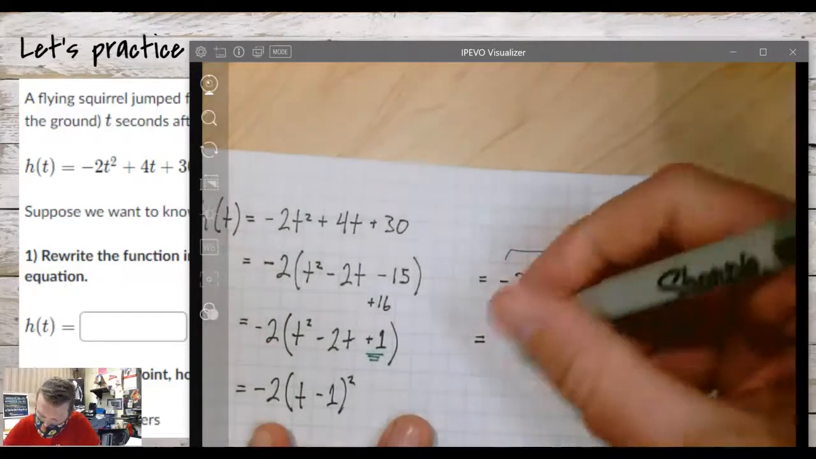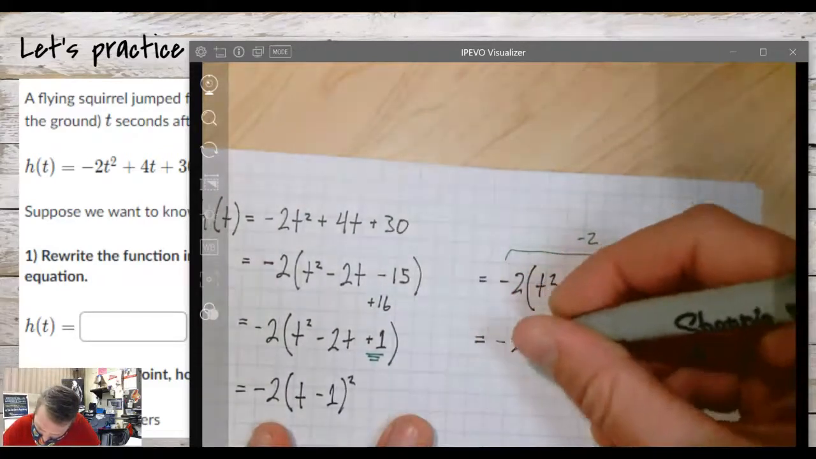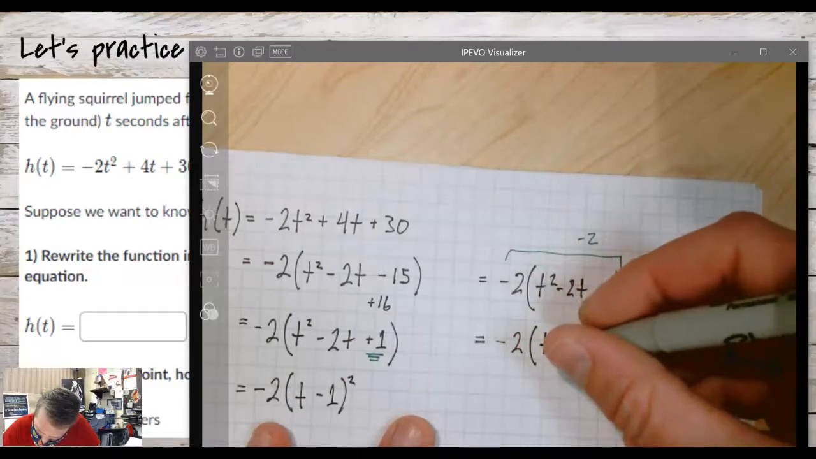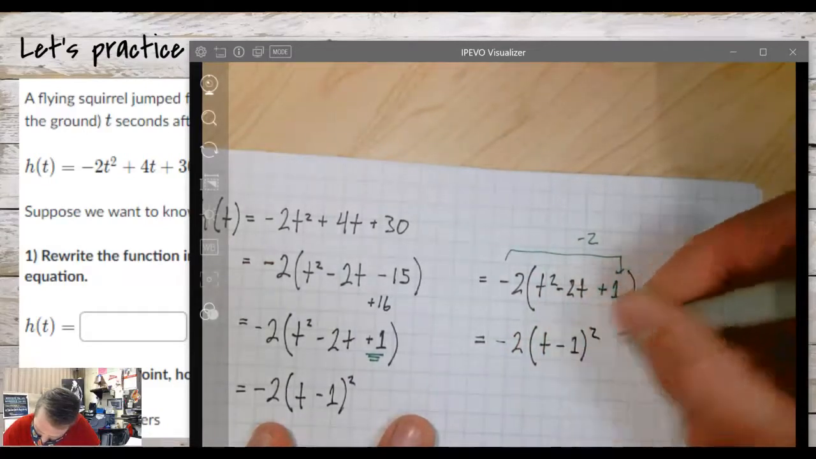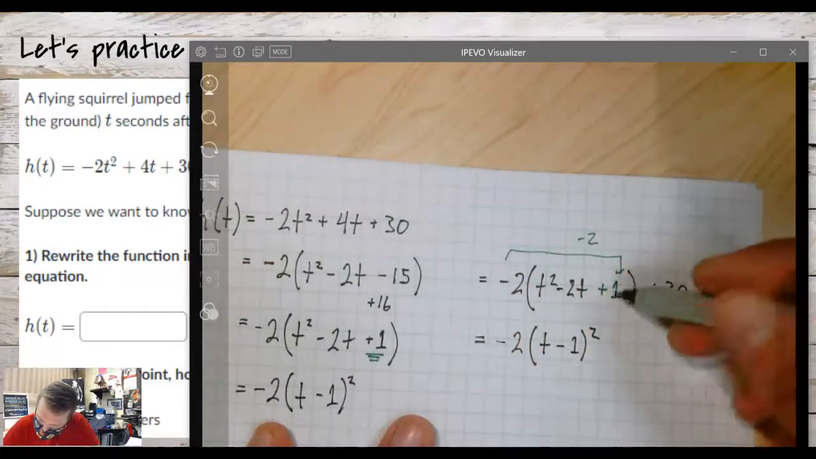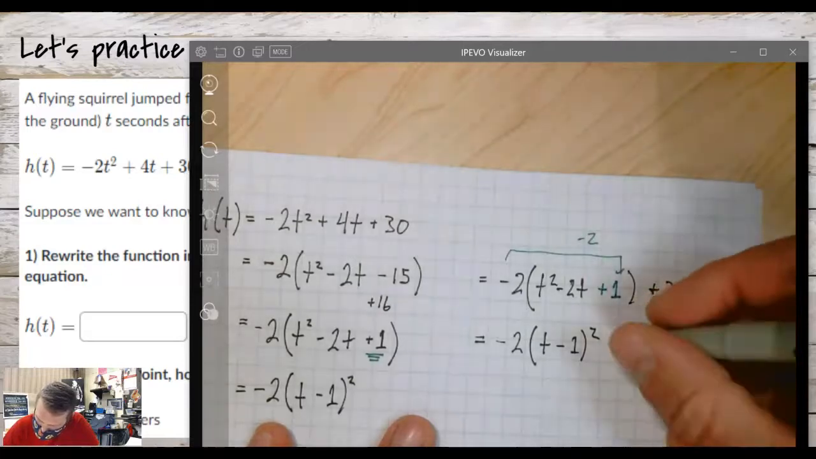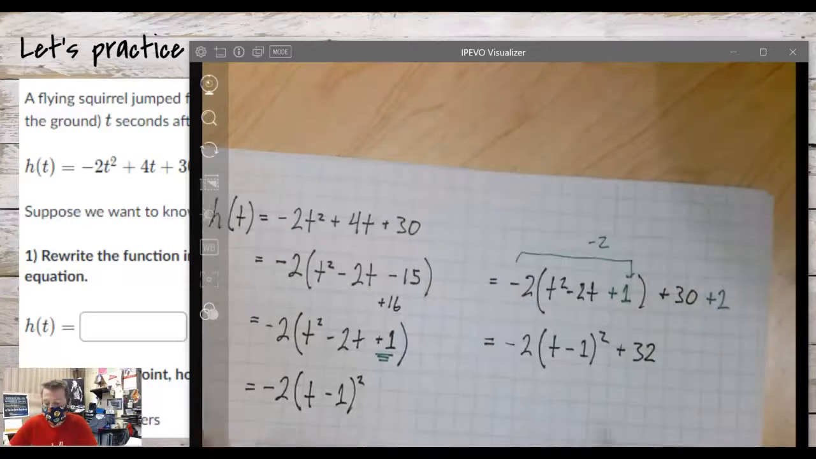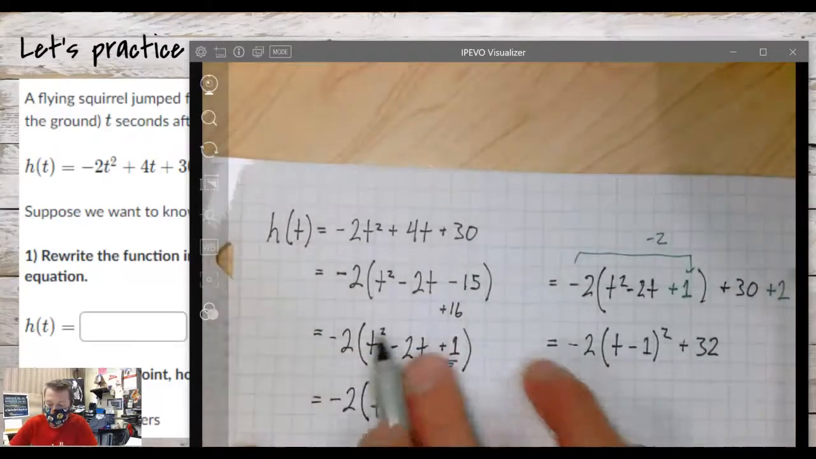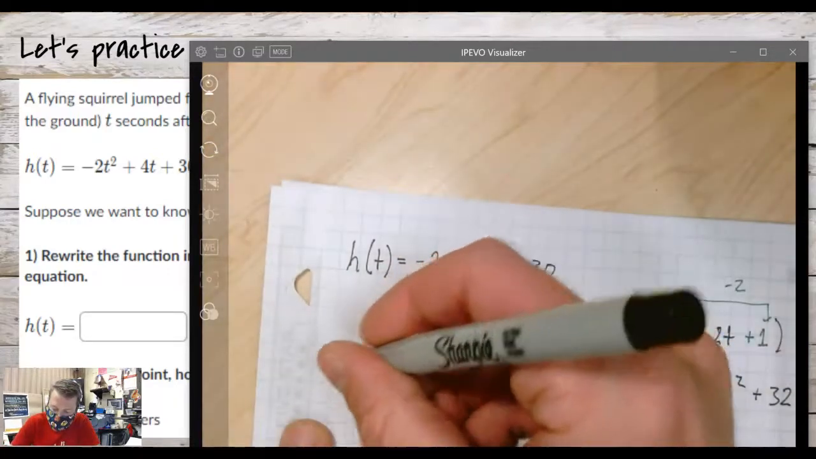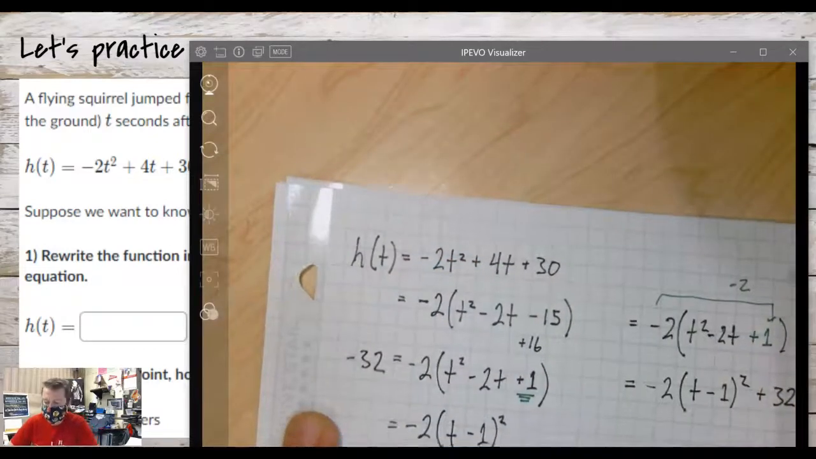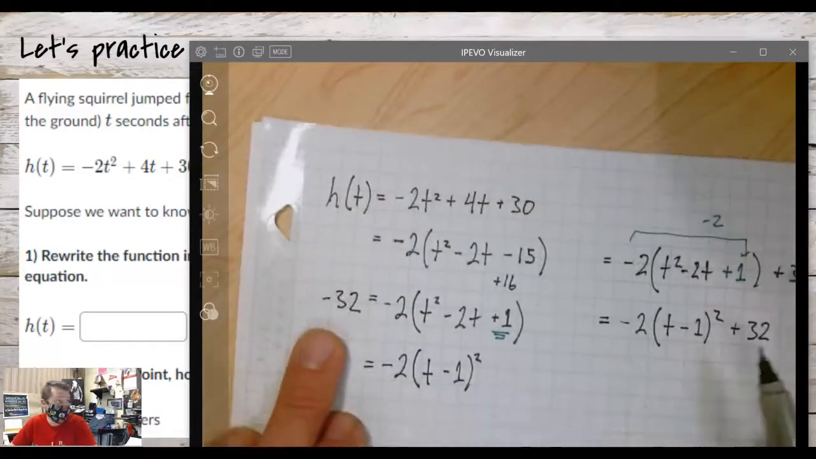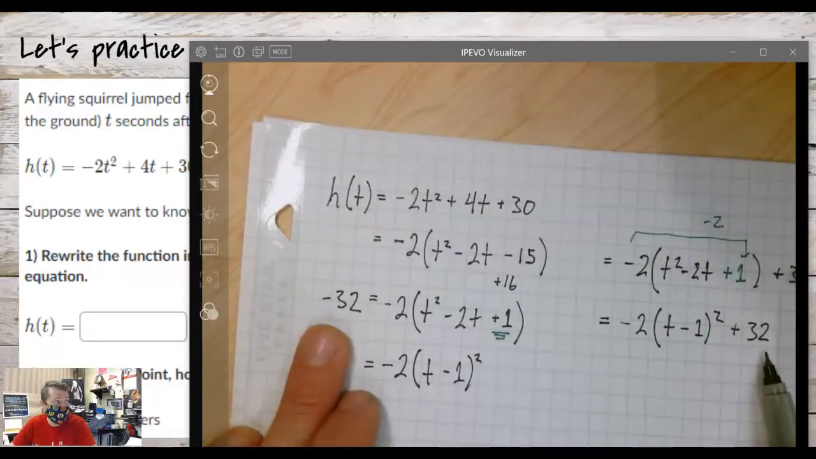So now if we rewrite this, t minus 1 squared. This is true now because we added the negative 2 and added the positive 2. Now what this would have turned into is negative 32 out here, which hopefully you can see how if we did the algebra, we'd get the positive 32 on the right side or the negative 32 on the left side.